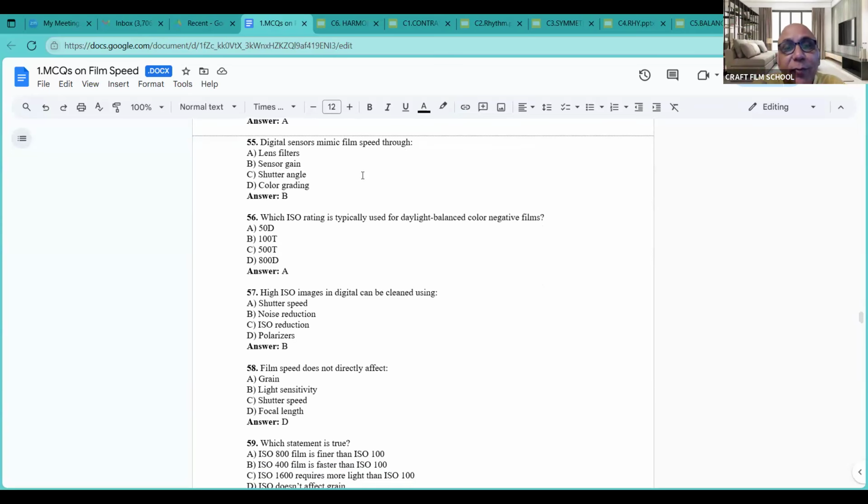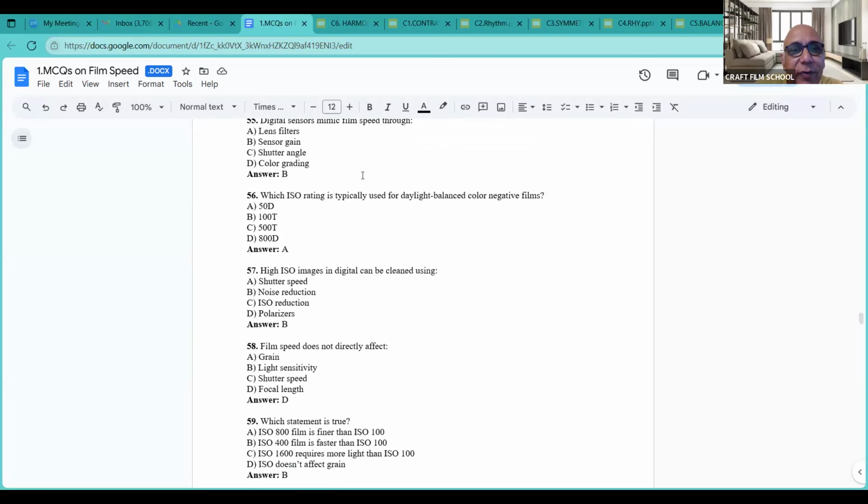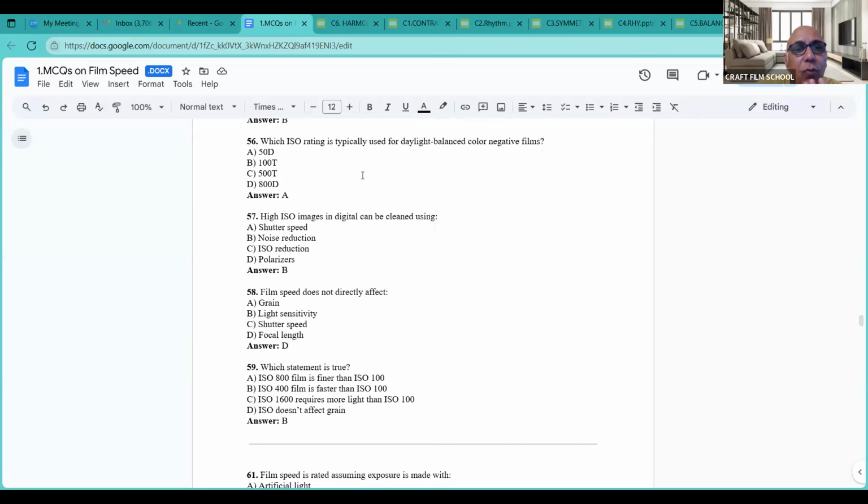Digital sensors mimic film speed through, again I have told you the same thing, gain. The term is called sensor gain. That's how they boost up the various film speeds in digital cameras.